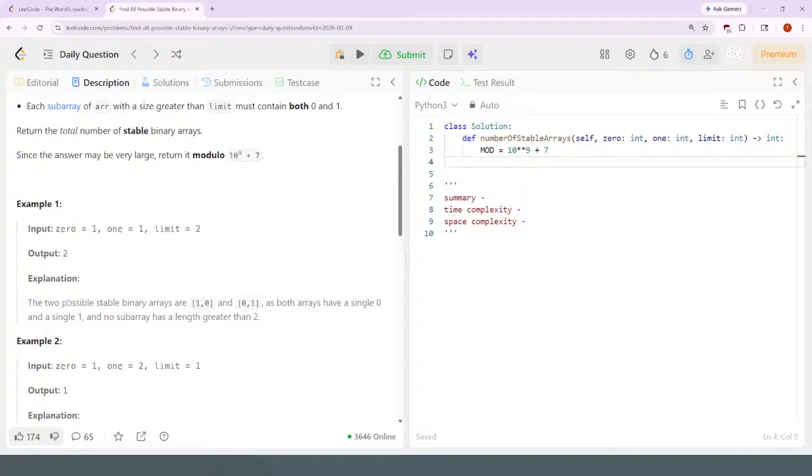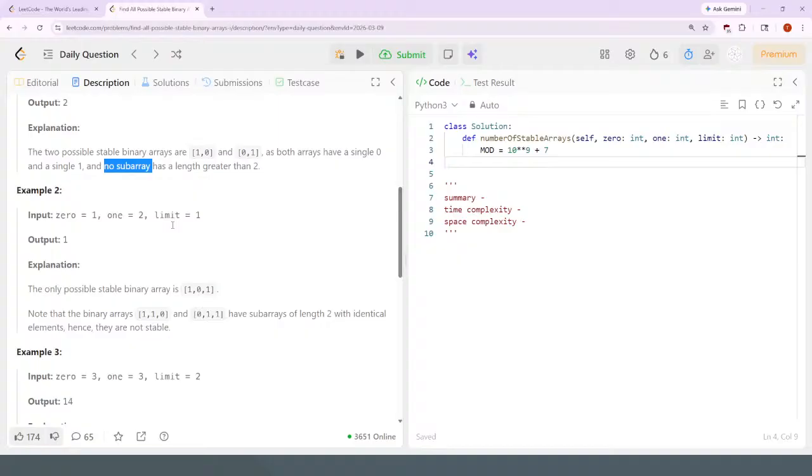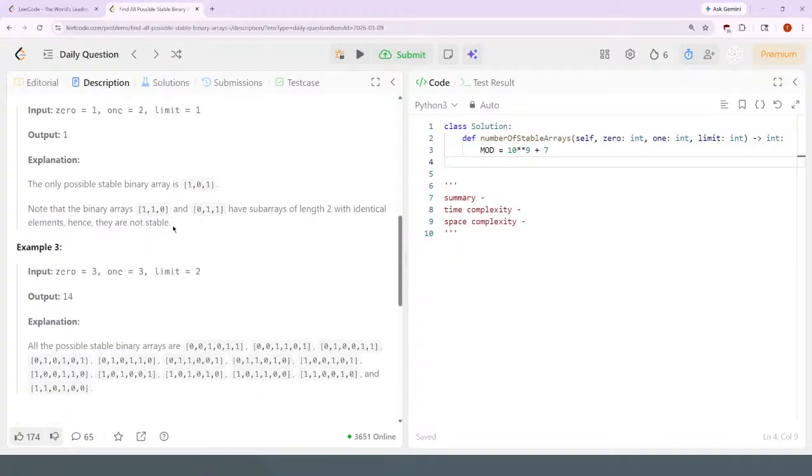Okay. The two possible stable binary arrays are [1, 0] and [0, 1], as both arrays have a single 0 and a single 1, and no subarray has a length greater than 2. A subarray with a size greater than the limit must contain a 0 and 1. Please give me a harder example.